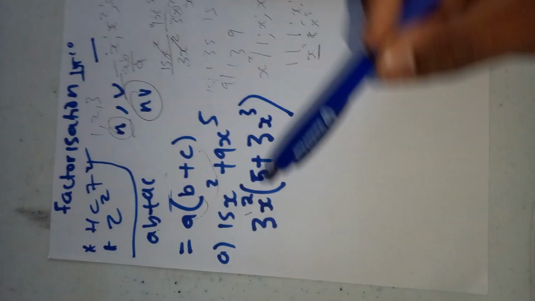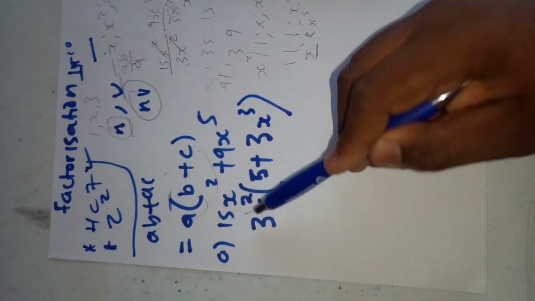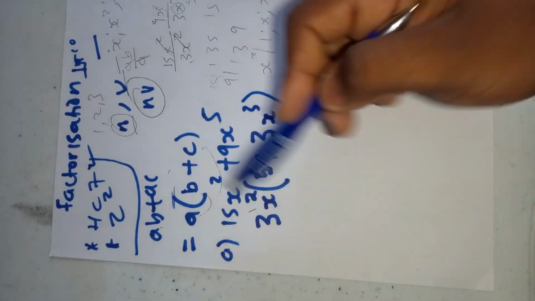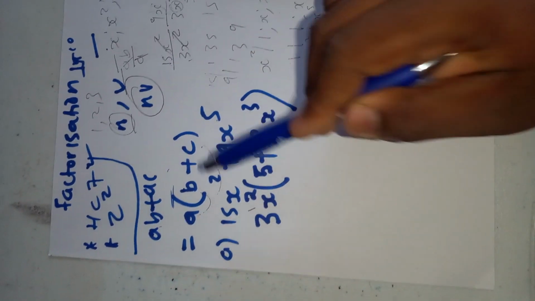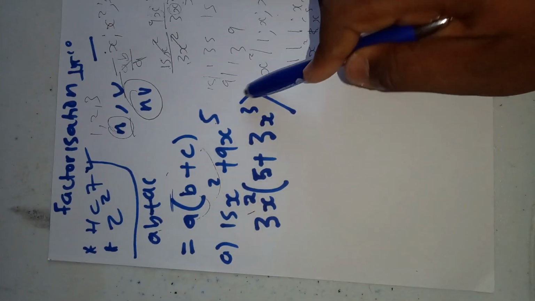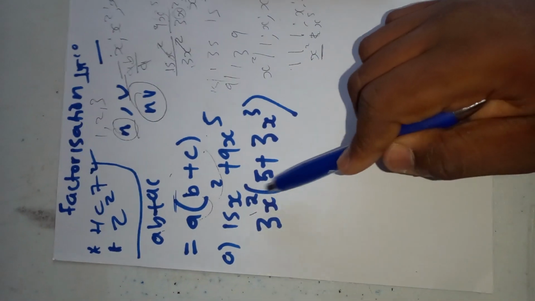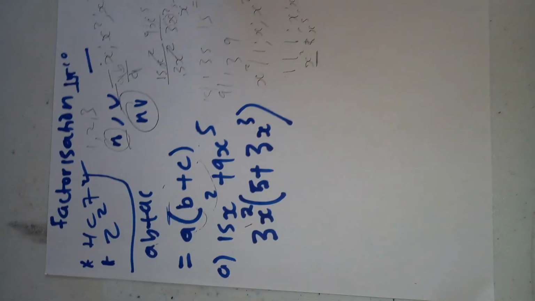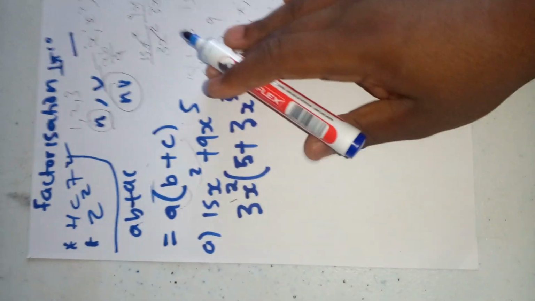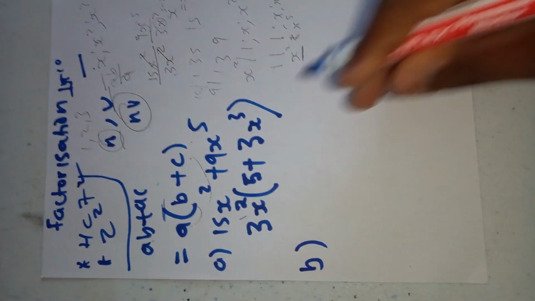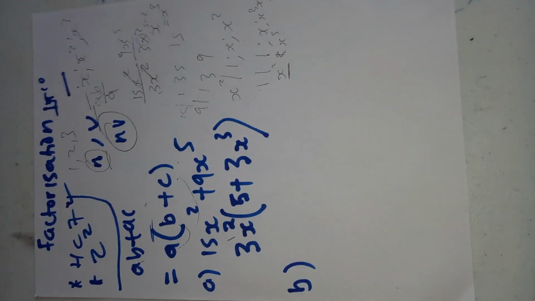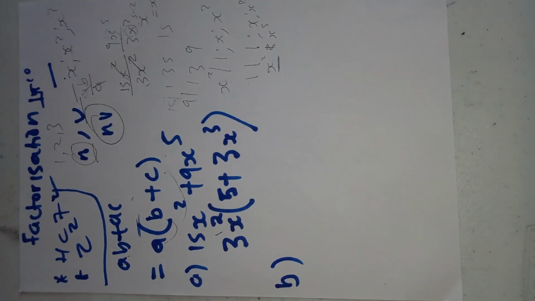We can even verify: 3x squared times 5, 3 times 5 is 15, x squared times 1 is x squared. 3 times 3 is 9, x to the power of 2 times x to the power of 3 is x to the power of 5, because with the same base, when multiplying, you add exponents. I'm just linking this with the laws of exponents, because that is a better way of explaining it. Let's go to the second question.